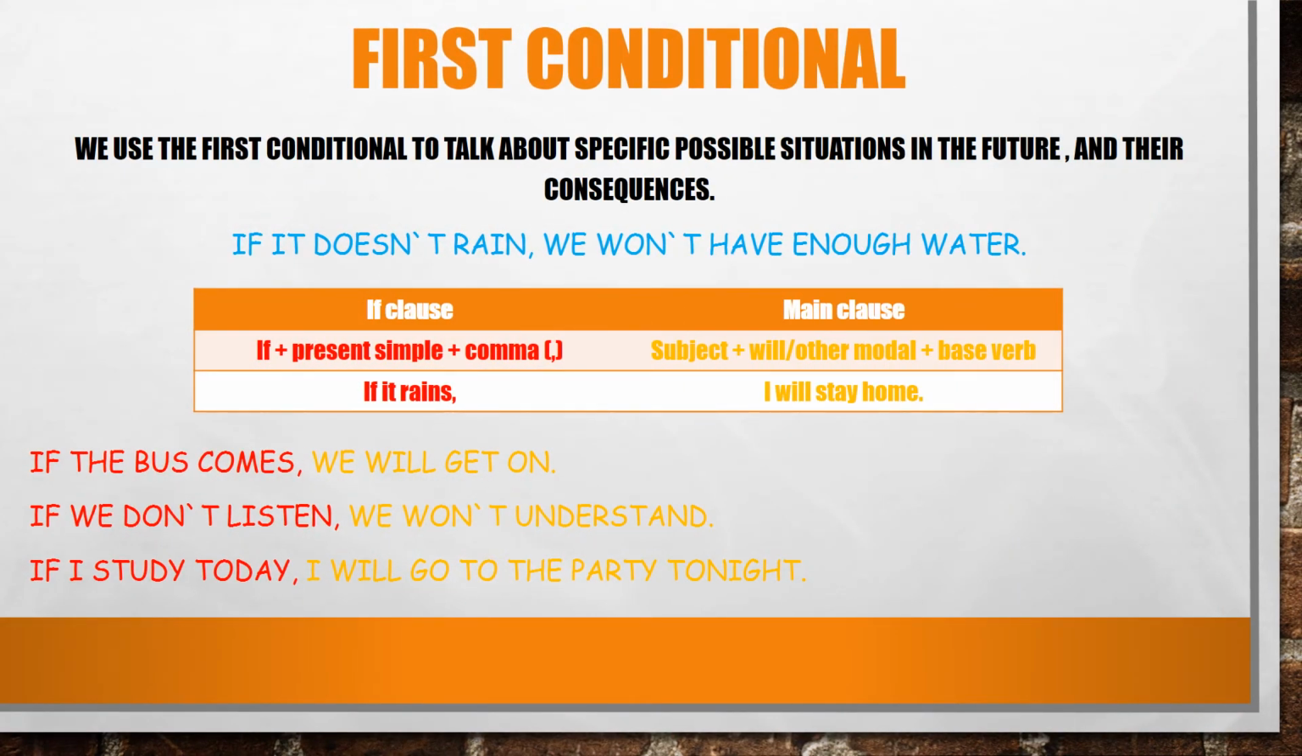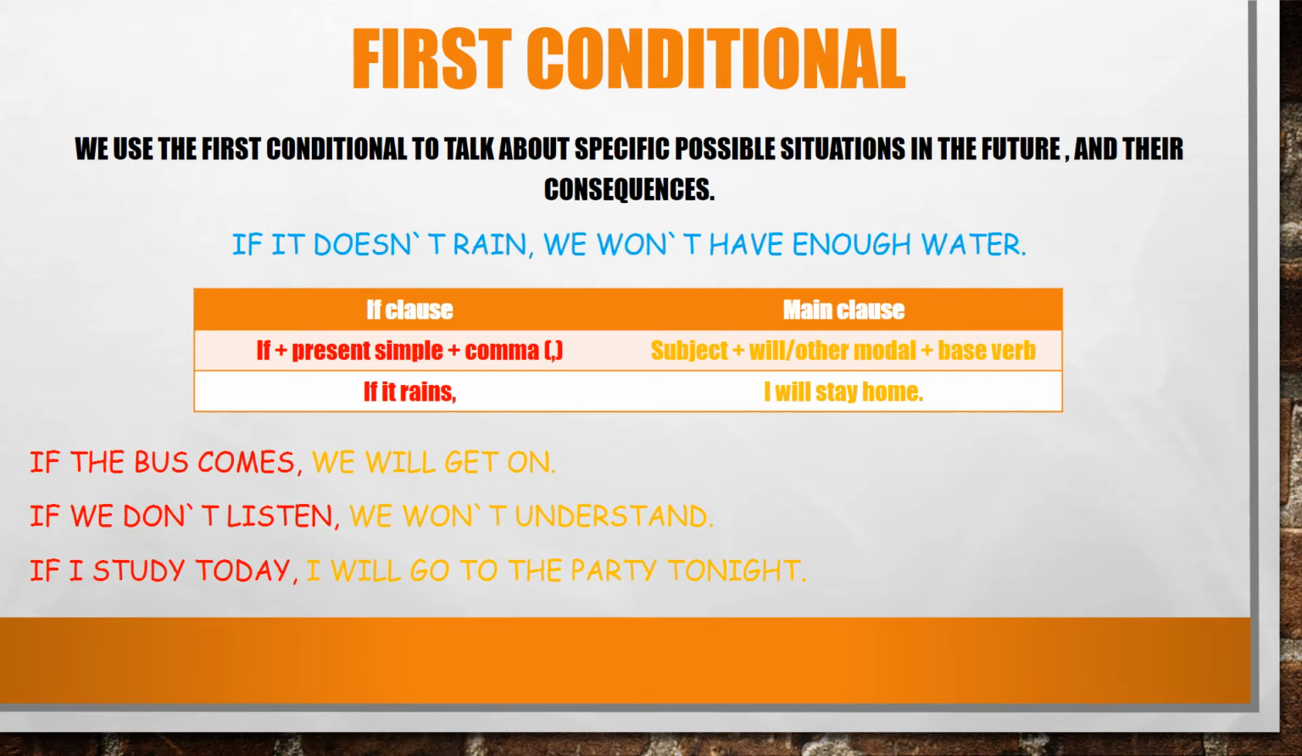Let's study the rule when we use the first conditional. We use the first conditional to talk about specific possible situations in the future and their consequences. For example, if it doesn't rain, we won't have enough water.